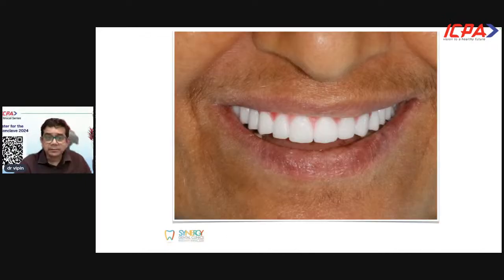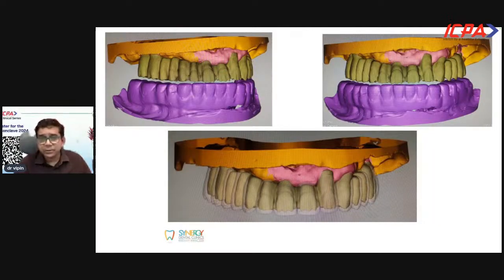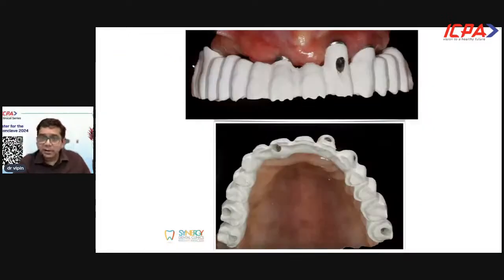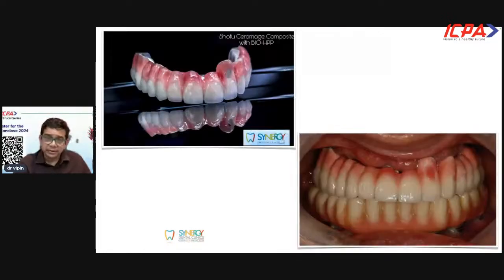So this lady, in whom the implants had failed 2 times and then the number of implants was reduced, we shifted her to this material, and since then she is very happy, and she never came back with an implant that came out of her mouth. So this is bio HPP. Composite was layered in her mouth, and that was her final smile.